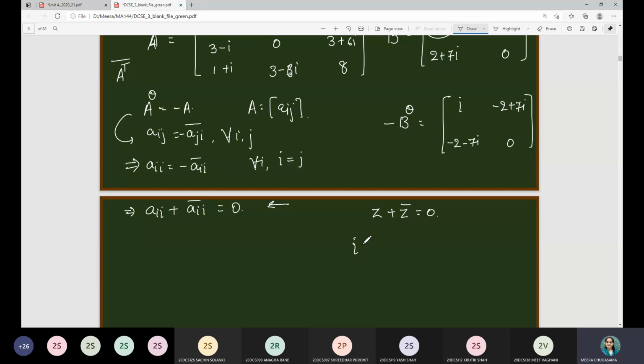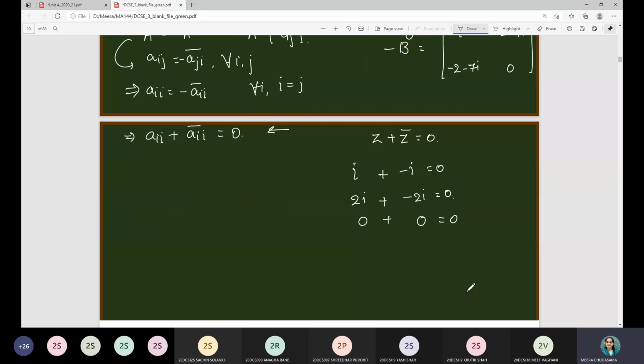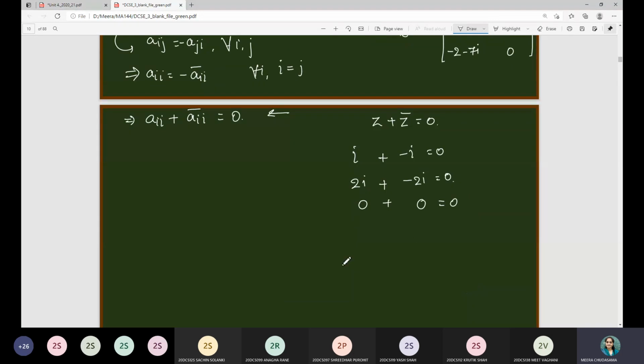See, if it is i, suppose, then its conjugate will be minus i. In that case, this addition will give you 0 as the answer. If it is 2i, then its conjugate is minus 2i. Hence, this addition will give you 0 as the answer. As well as if it is 0, a_ii is 0, then also this equation will be satisfied. So if we consider a purely imaginary part, then only this will be satisfied.